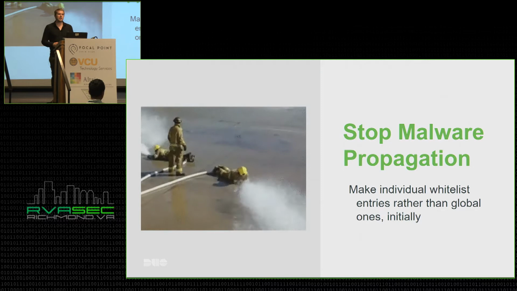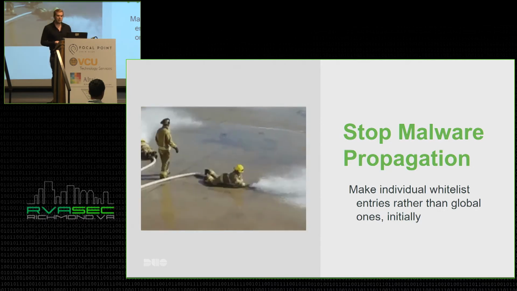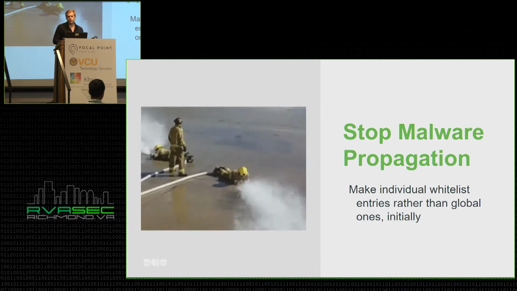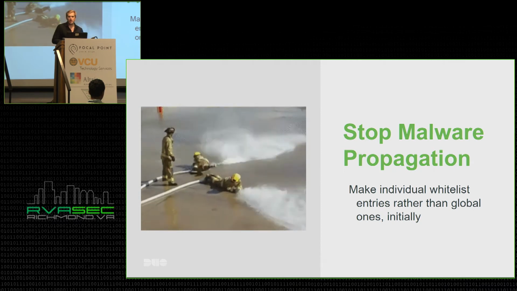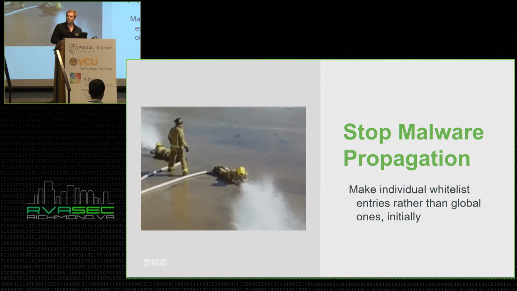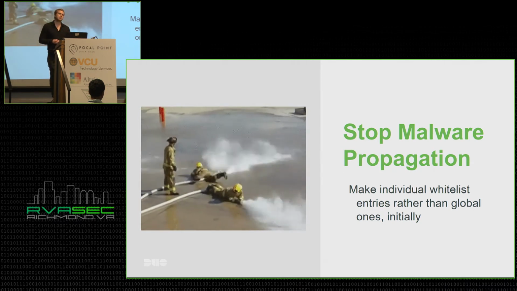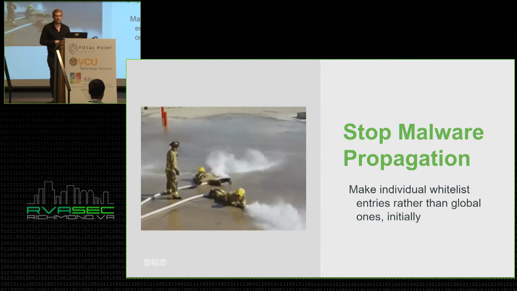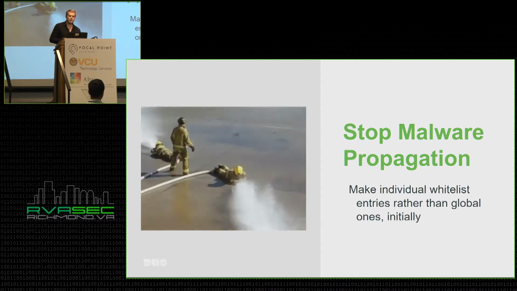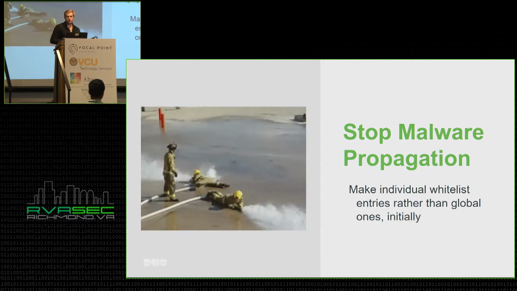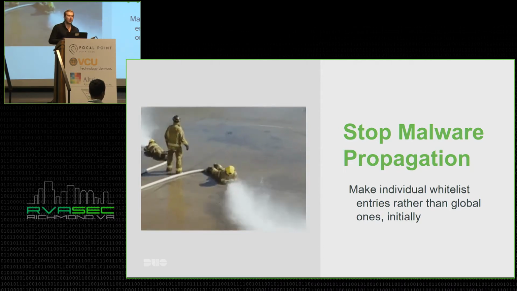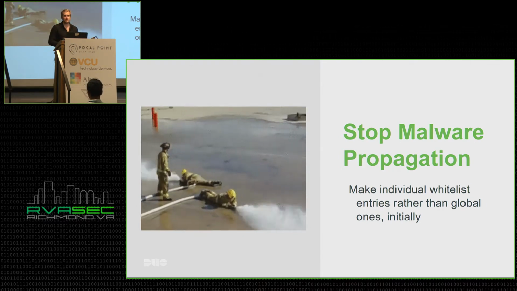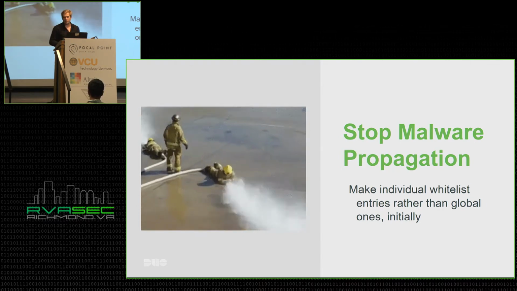So the reason that we are doing this is primarily to stop malware propagation, and one of the ways we do that is we make all of our whitelist entries individual at first. So when a user responds to that Slack interaction, it's whitelisting it only for them, not for the organization. But we do have a check in there where if a threshold of a number of employees all agree to whitelist that on their machines, it will whitelist it for the company.